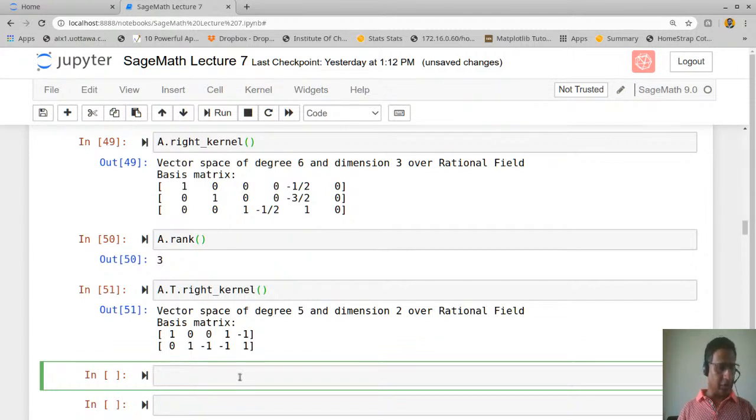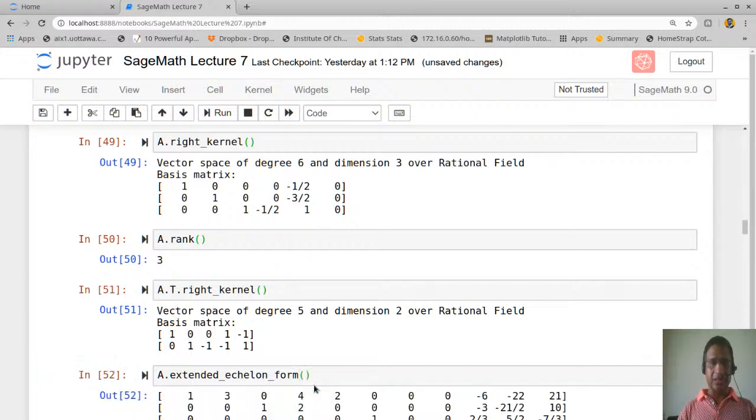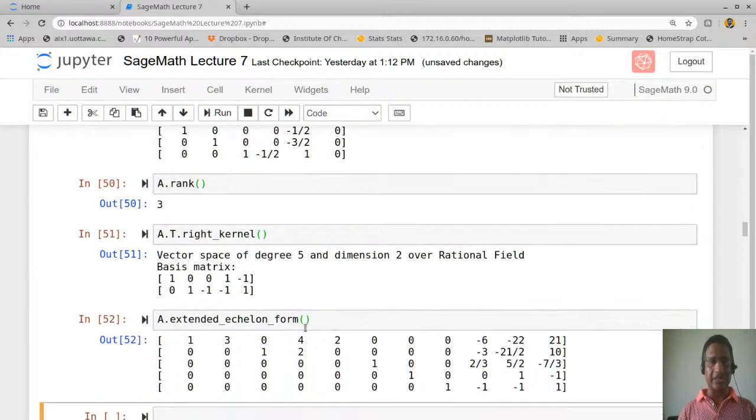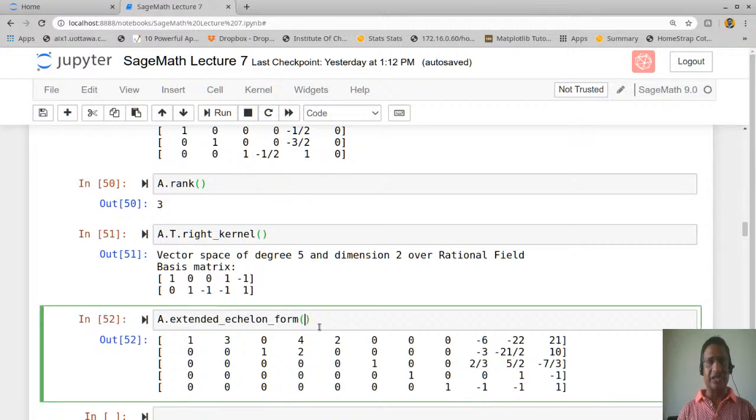So using that also you can find all these things. If you say A dot extended echelon form, then this is what it gives you. What it does, to a given matrix, it will append an identity matrix. In this case the matrix is of size 5 cross 6, so it will append a 5 by 5 identity matrix and then apply Rref. That is what is called extended echelon form.